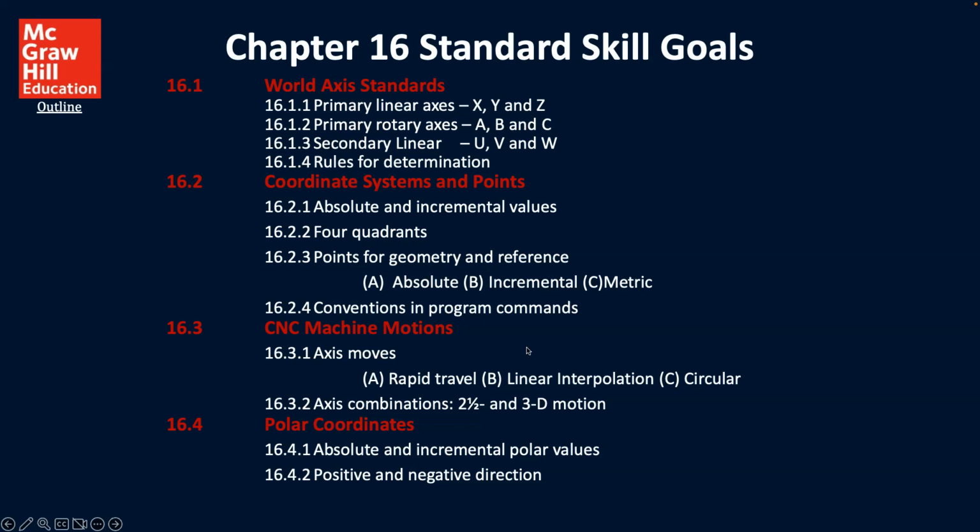Third, we'll be thinking about CNC machine motions, the axis movements and axis combinations, where we can be thinking beyond just a flat area. It could be 2.5 or 3 dimensions. With 2.5, you can think of a layered way that you're milling out something, or a true 3D motion where you could be going anywhere. I'll just use the terms X, Y, and Z motion. Then finally, polar coordinates: we'll be thinking in terms of absolute and incremental polar values, and finally positive and negative directions.